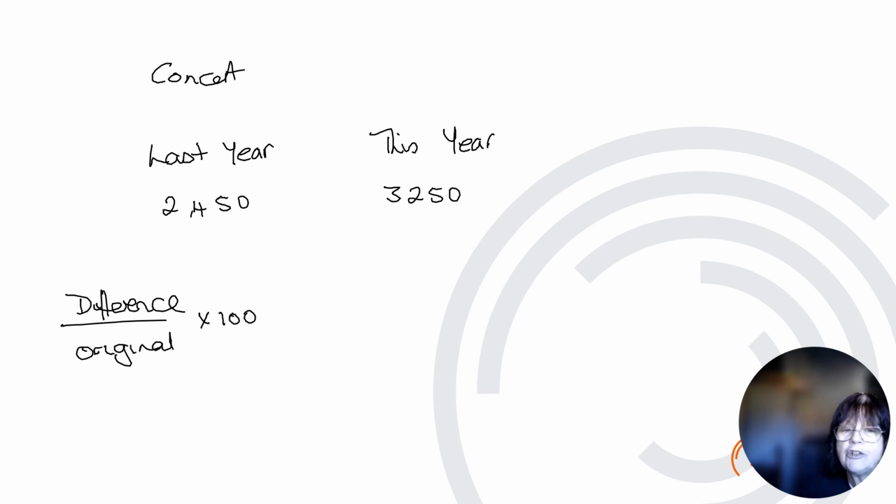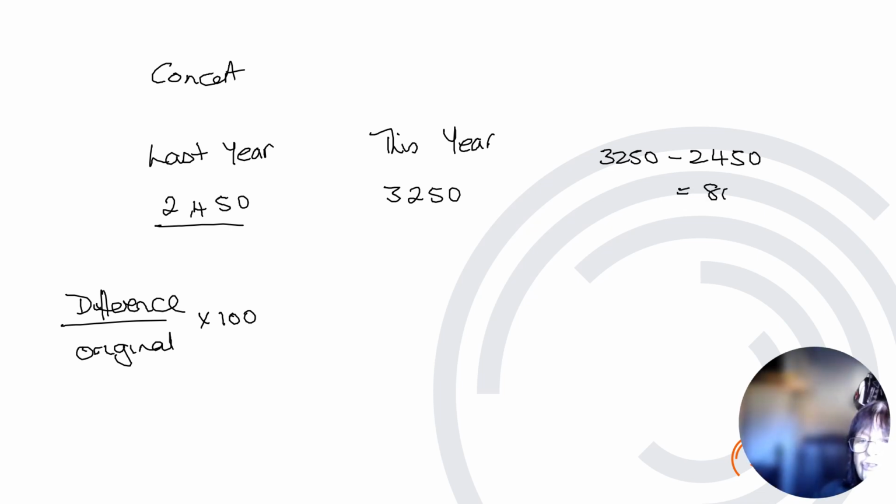So it's an increase. So we started with this. This is our original, last year's figure. So the difference between the two is 3,250 minus 2,450. So it's always big number take away small number. And that will give me 800. So the difference between the two figures is 800.